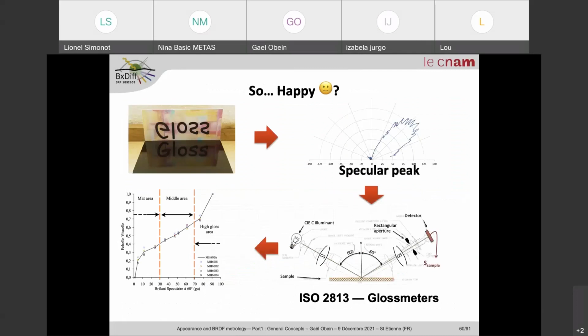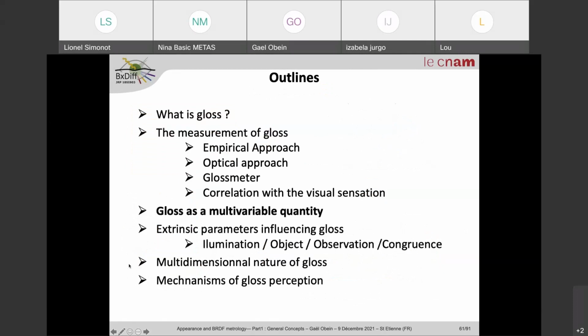So are we happy? Well, we are almost happy, but there are things to improve. But at least what we can say is that gloss is linked to the specular peak. We can develop easy devices to measure the peak, and we get something that is not too bad at the middle of the scale. That's what we have today. Now we'll talk about other routes we can think of to develop gloss measurement. And I'm at 21 minutes.